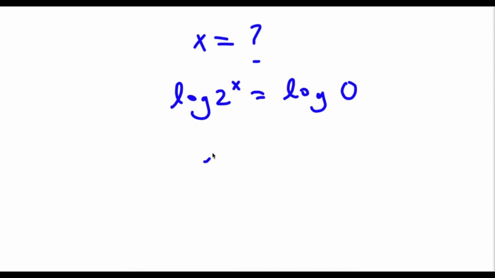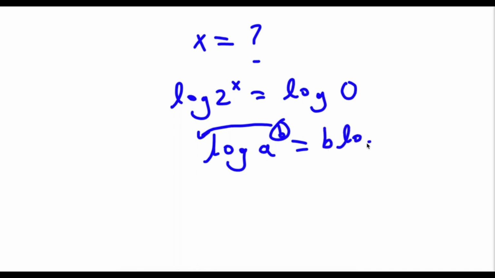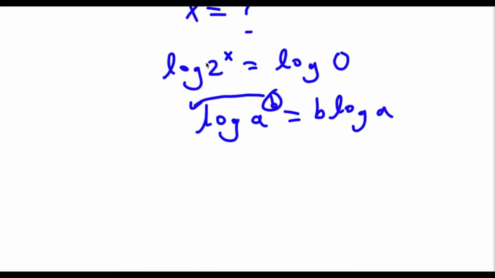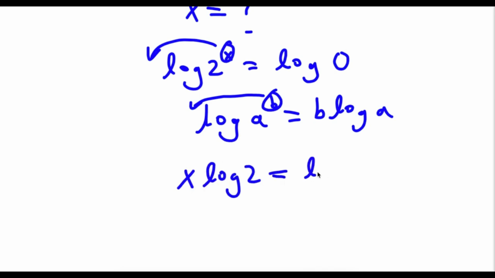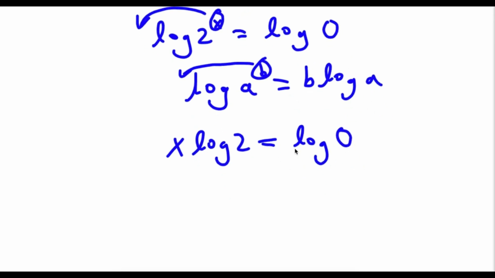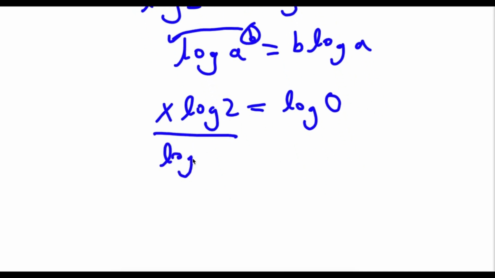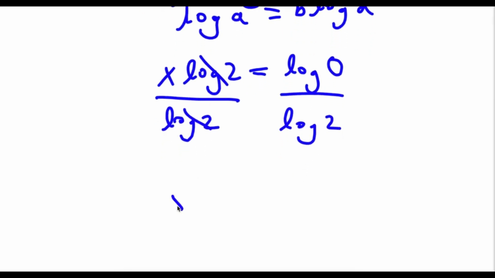Now, if I have something in the form log a to the power of b, I can actually move this exponent b to the front of the logarithm. So this would equal b times log a. So in this case, I have log 2 to the power of x, and I can actually move this exponent x to the front. So this would equal x times log 2 is equal to log 0. Now, I can go ahead and divide both sides by log 2 because I want to isolate x. So then these two cancel out, and I'm left with x is equal to log 0 over log 2.